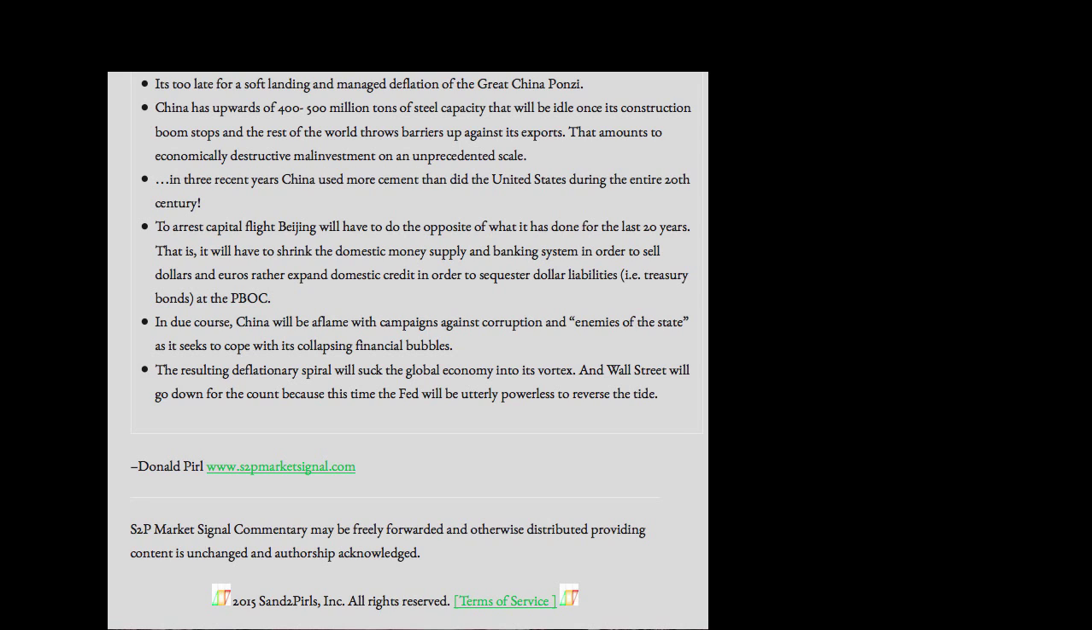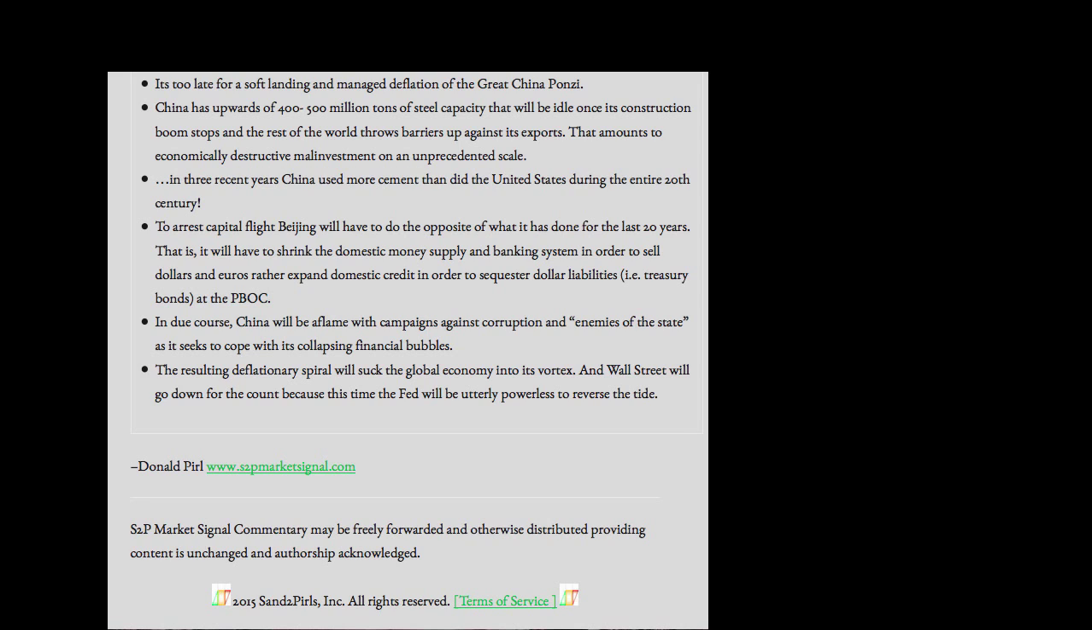China has upwards of 400 to 500 million tons of steel capacity that will be idle once its construction boom stops and the rest of the world throws barriers up against its exports. That amounts to economically destructive malinvestment on an unprecedented scale. In 3 recent years, China used more cement than did the United States during the entire 20th century.